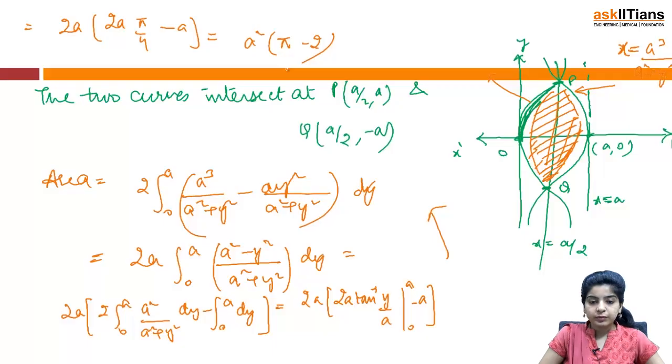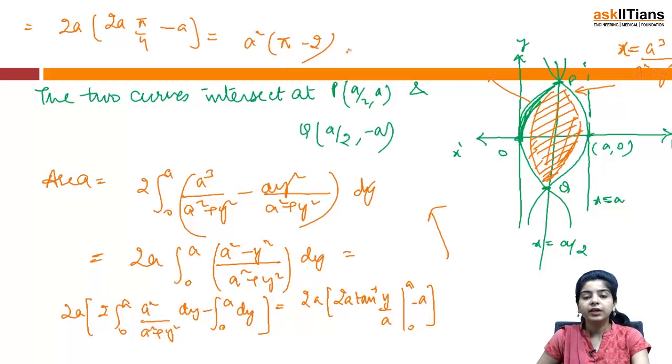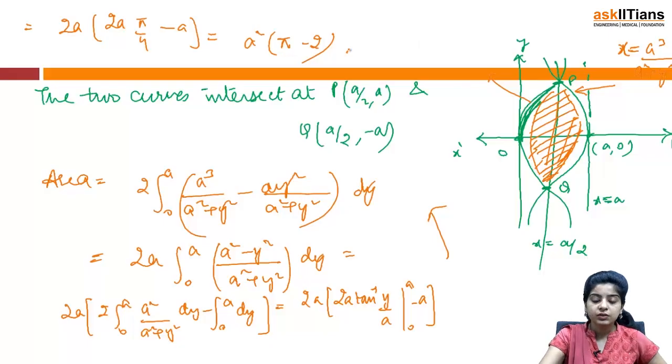Yeah, 2a times pi by 4, you will get a pi by 2, and you can take a common. So we get it as a square times pi minus 2. So this is the final answer, that is the area enclosed between these two curves.